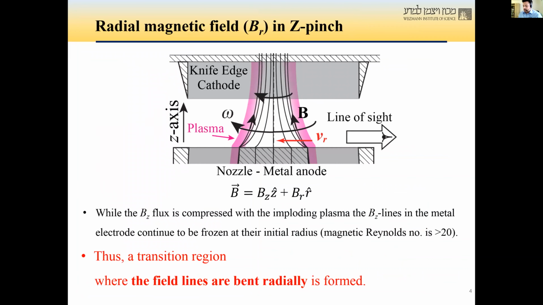With this slide, I want to explain why and how the curvature of the magnetic field is created. So basically, during the implosion, the B_z flux is compressed with the imploding plasma. However, at the electrode, B_z lines stay frozen at their initial radius. They are trapped in the electrode. Thus, a transition region occurs, and B_z field lines are bent radially inward.